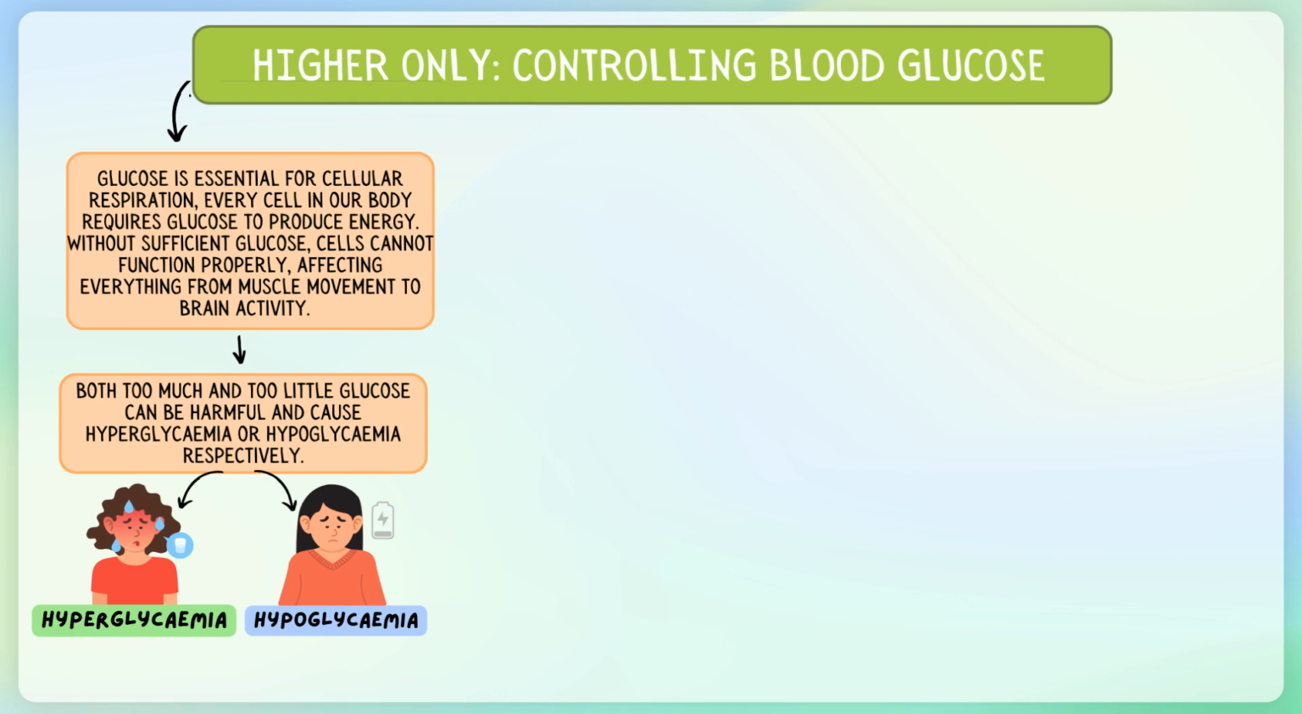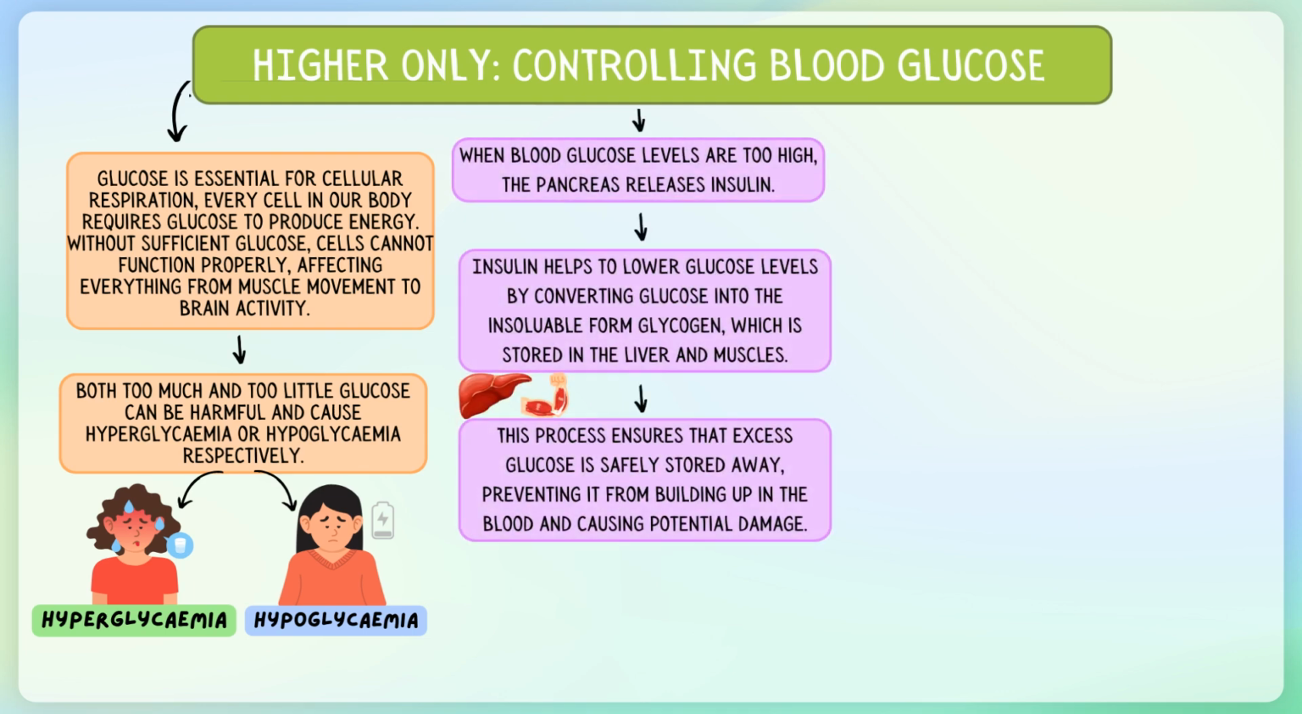We examined how the body manages blood glucose levels using hormones produced by the pancreas. When blood glucose levels are too high, the pancreas releases insulin. Insulin helps to lower glucose levels by converting glucose into an insoluble form called glycogen, which is stored in the liver. This process ensures that excess glucose is safely stored away, preventing potential damage to the body.